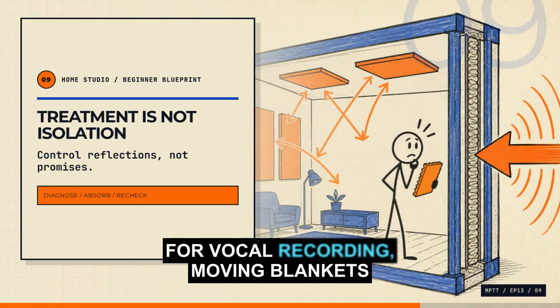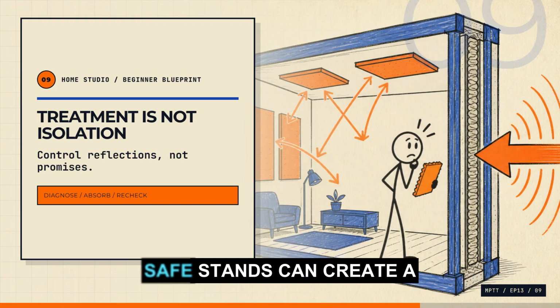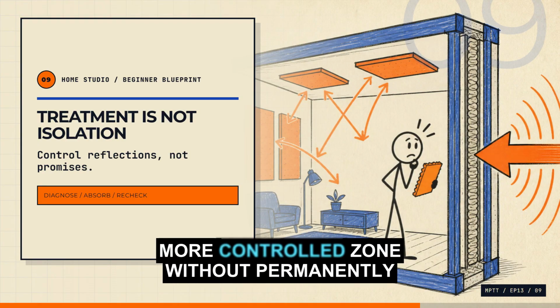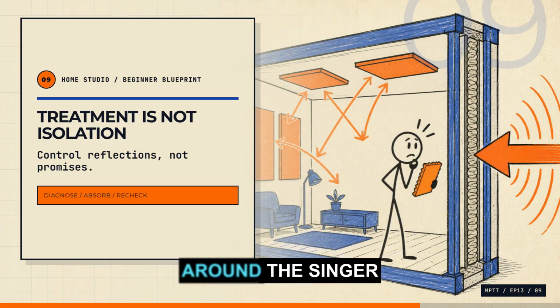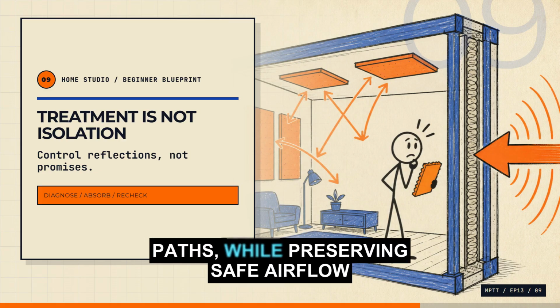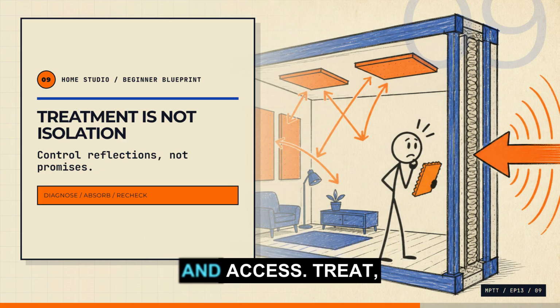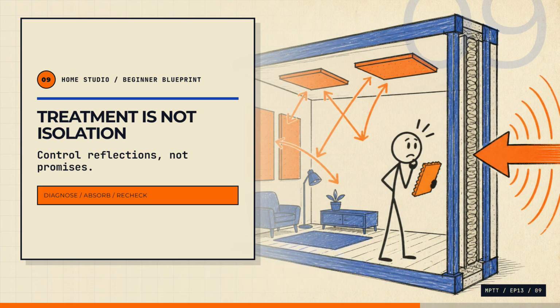For vocal recording, moving blankets or purpose-built panels placed with safe stands can create a more controlled zone without permanently covering the room. Keep absorbent material behind and around the singer, where it interrupts strong reflection paths, while preserving safe airflow and access. Treat, listen, move, and measure again.